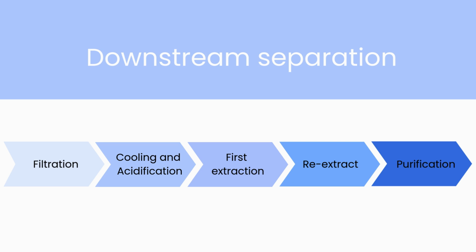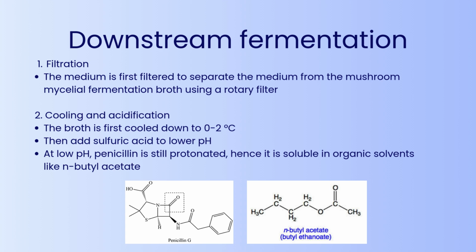Penicillin G requires precise downstream processing to ensure high purity and yield. I will be introducing the purification methods of this antibiotic. After the upstream process, the medium is first filtered to separate the mycelia from the fermentation broth using a rotary filter. The primary fermented broth is then cooled to 0 to 2 degrees Celsius to stabilize penicillin.